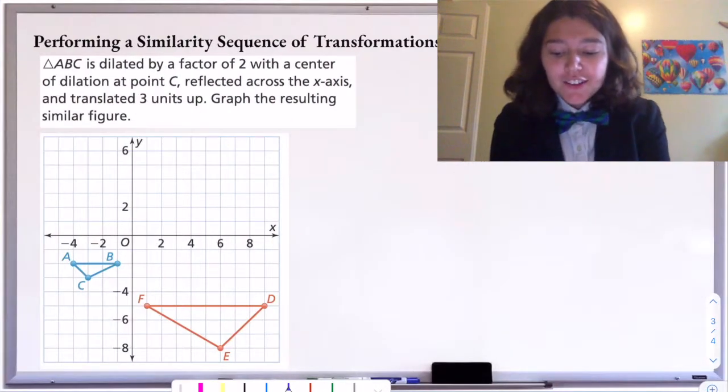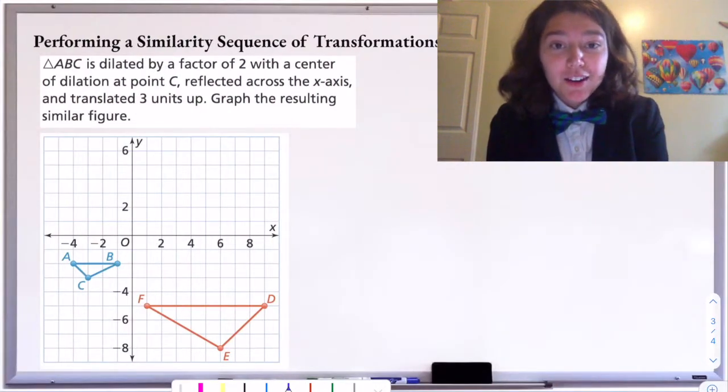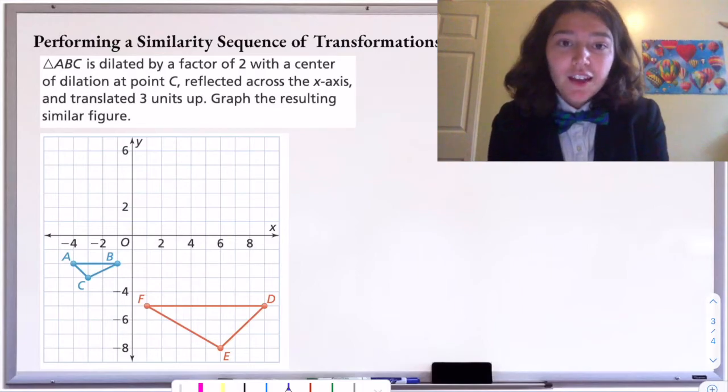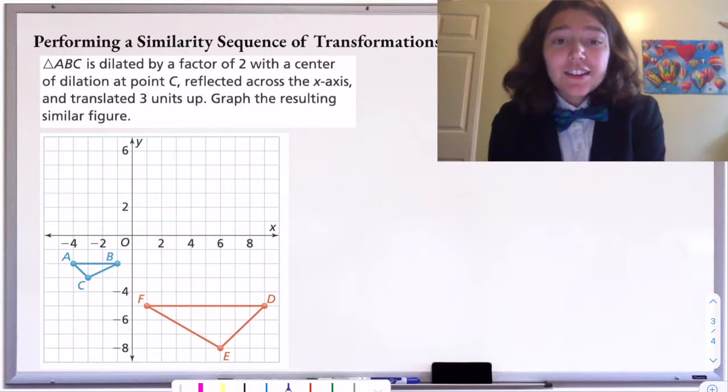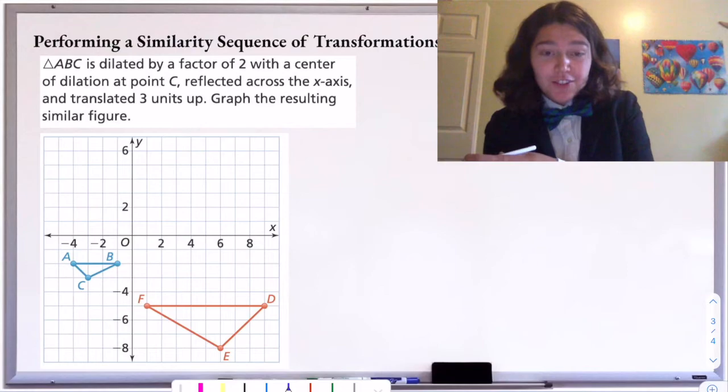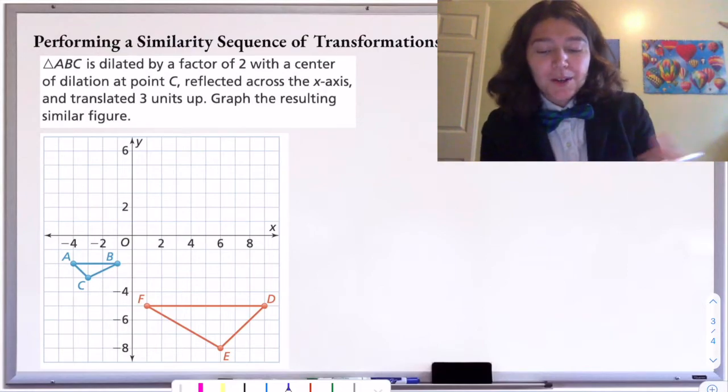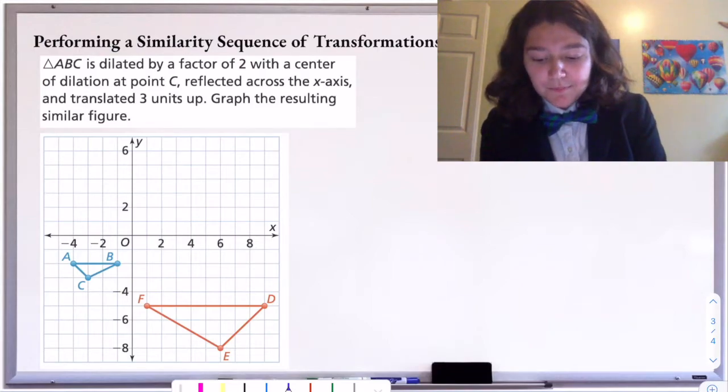Now let's look at an example of performing a similarity sequence of transformations. We're being told we have this one shape, and here are lots of transformations we need to do to it, combining non-rigid transformations, dilations, and rigid transformations. And then we're going to get a similar figure as a result of that. So we just have to go step by step.